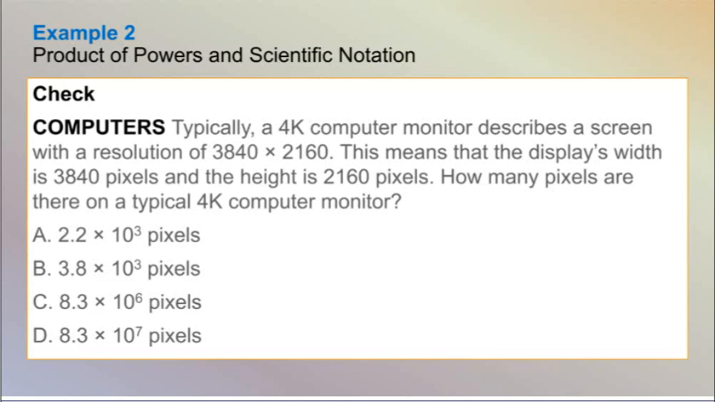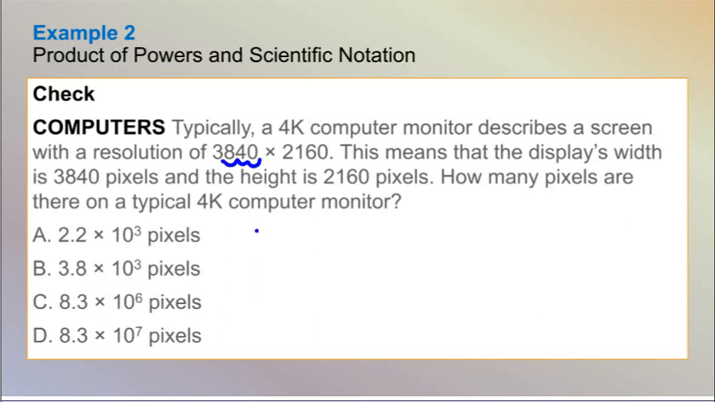Next, typically a 4K computer monitor describes a screen with a resolution of 3840 by 2160. This means that the display's width is 3840 pixels and the height is 2160 pixels. How many pixels are there in a typical 4K computer monitor? So you can see our answers are in scientific notation. So I'm going to make all these numbers in scientific notation.